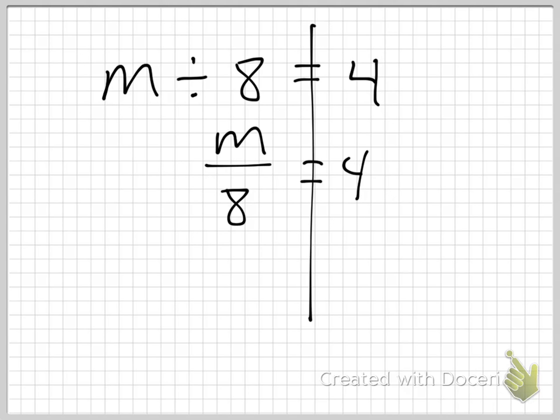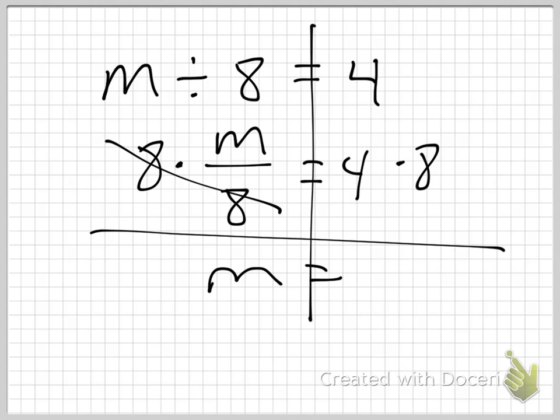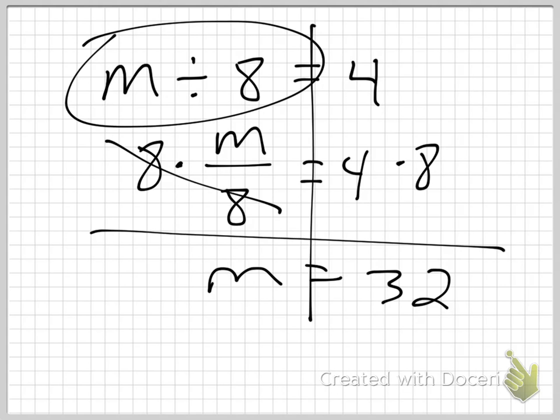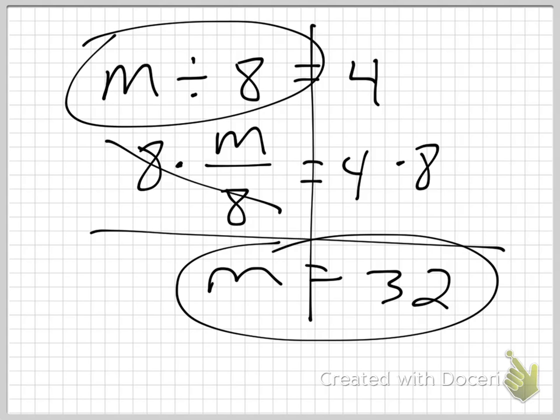to this. Now what? Is the variable happy? No. Why? He's not alone. Who's with him? The 8. What's the 8 doing to him? He's dividing him. What's the opposite of divide by 8? Multiply by 8. M equals, what is 4 times 8? 32. Let's see if we're right. Is 32 divided by 8 4? Yeah, you're done. How many of you got that right? That's really it. You have a question?